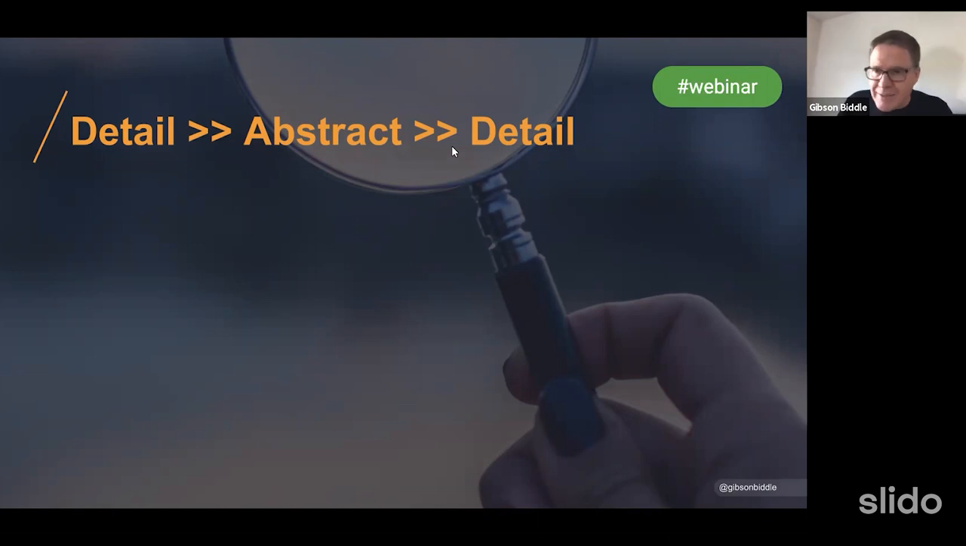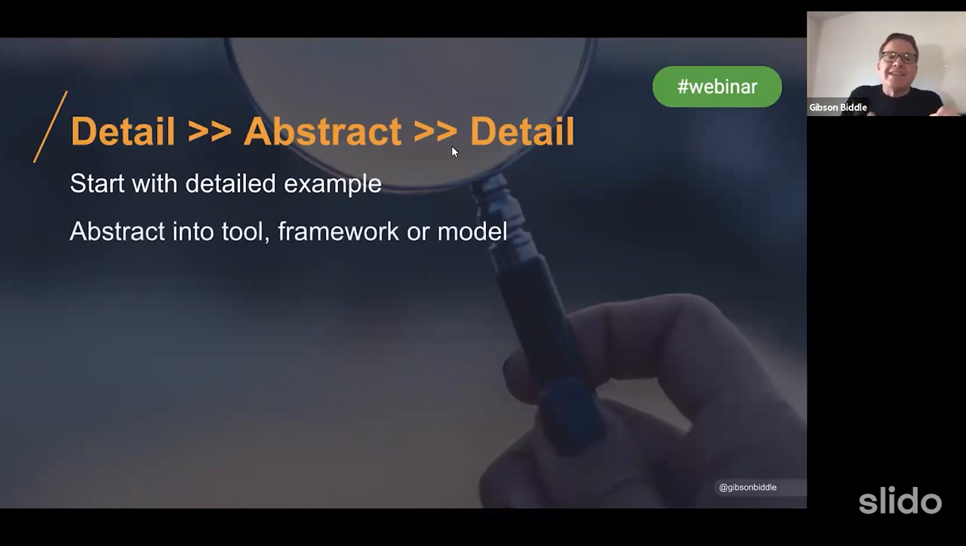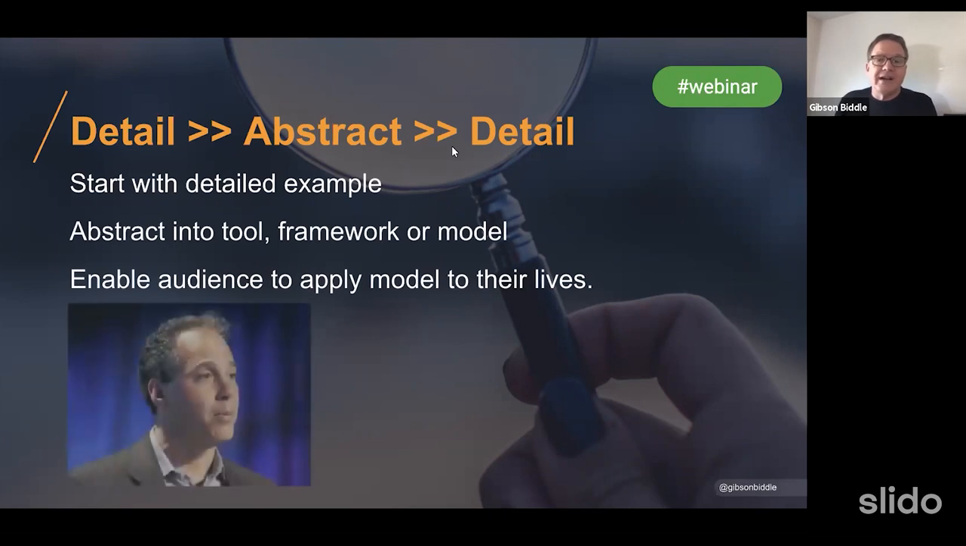I call it the DAD model. You know, I'm the awkward 57-year-old dad of a 22 and 24-year-old daughter. But here's the model. I start with a very detailed example from my life. And then I abstract it into a tool or a model or a framework. And then what I'm hoping is to hand over this model in such a way that the audience can apply it to their lives. So I'm gonna give you an example right now of how I do this.